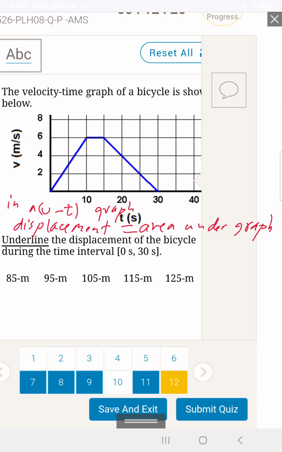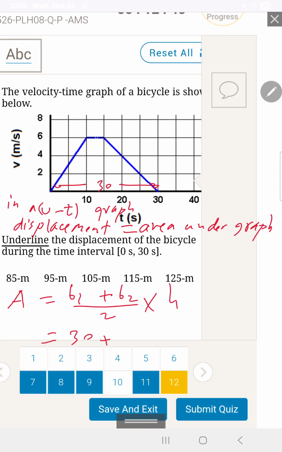So here you have a trapezium or a trapezoid. Area of a trapezoid is base 1 plus base 2 over 2 times height, which means 30 plus, this is 30, this is base 1, and this is 5, this is base 2. From here to here is 5, because here you have 15. So 30 plus 5 divided by 2 times the height. This is the height, which is 6. So 30 plus 5, 35 divided by 2 times 6.